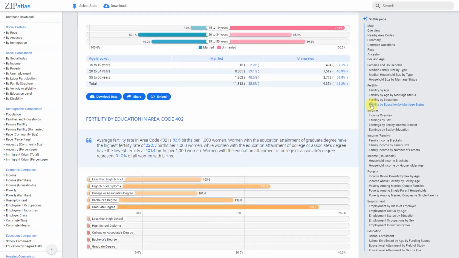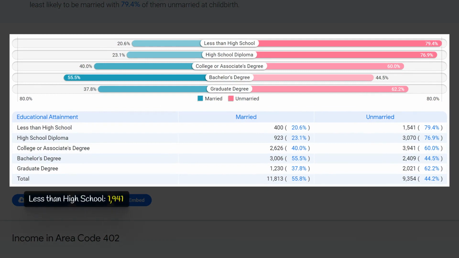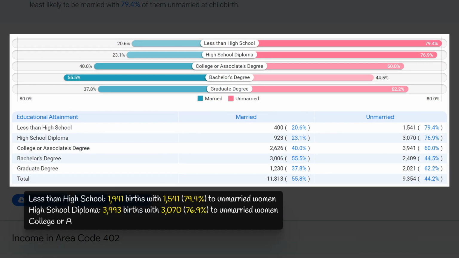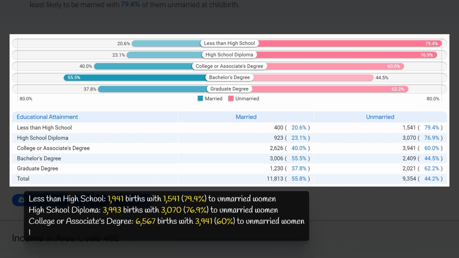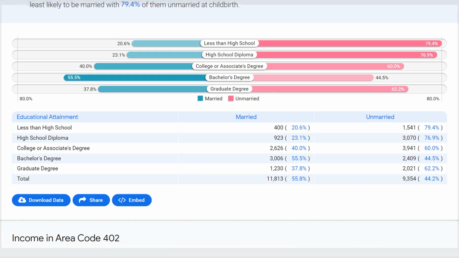In Area Code 402, Nebraska, education level appears to play a significant role in non-marital childbearing. The two highest levels of non-marital childbearing were found among those with less than a high school education and a high school diploma, with rates of 79.4% and 76.9% respectively. On the other end, those with a bachelor's degree had the lowest rate of non-marital childbearing at 44.5%, followed by those with a college or associate's degree at 60%. This suggests that higher education may serve as a protective factor against non-marital childbearing in Area Code 402, with the lowest rates observed among those with at least a bachelor's degree.